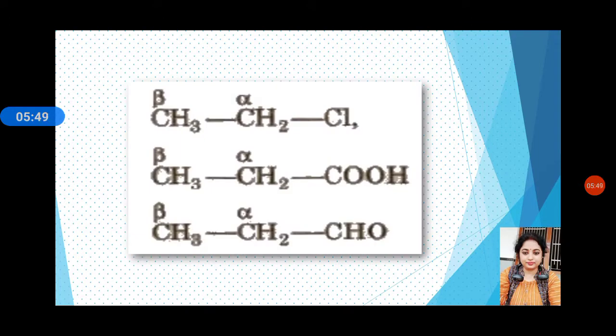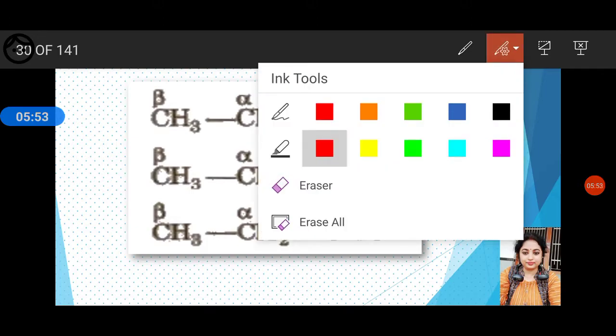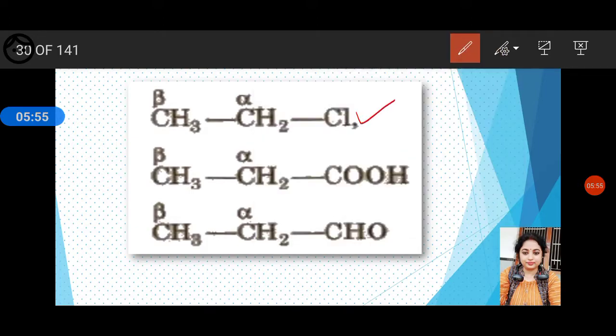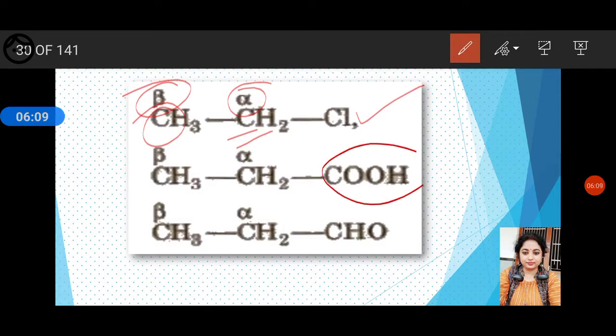See here, one example is here. This is a functional group. With this functional group, this carbon is attached. This is alpha carbon. With this carbon is attached. This is beta carbon.